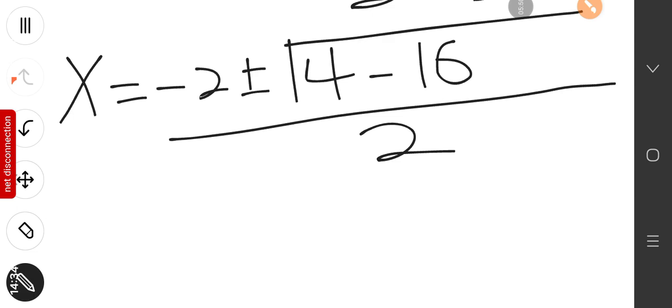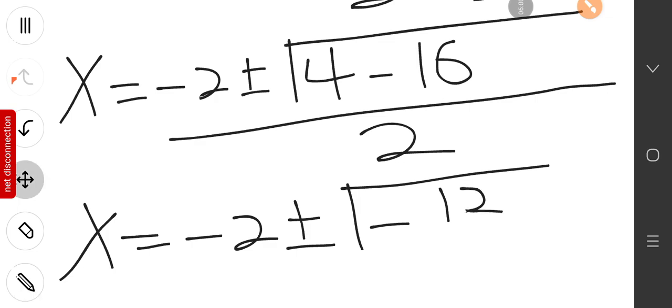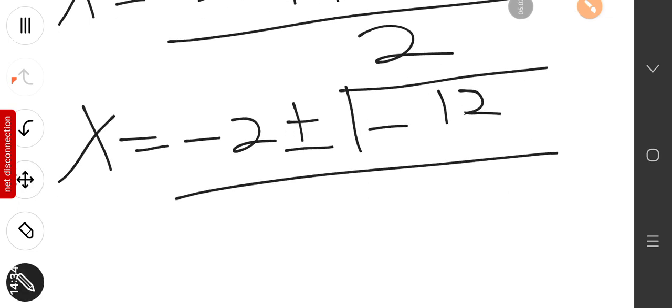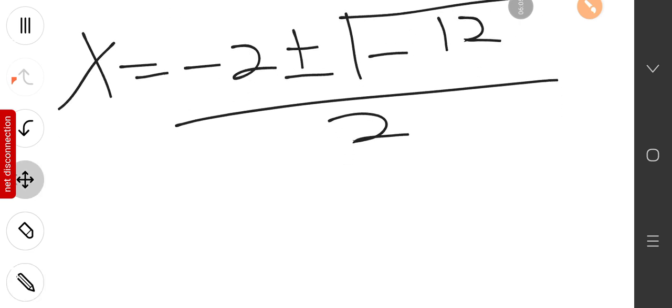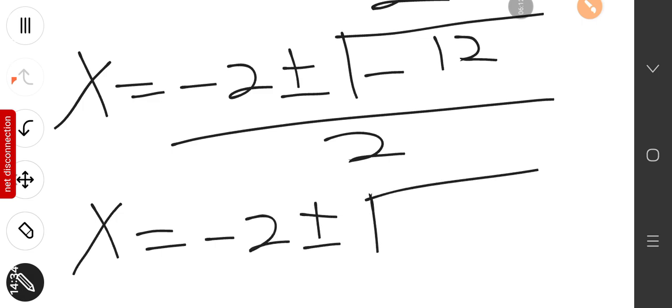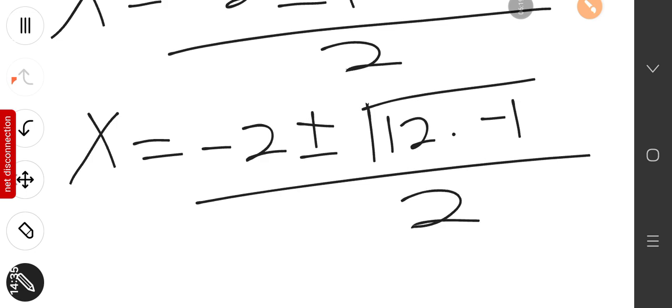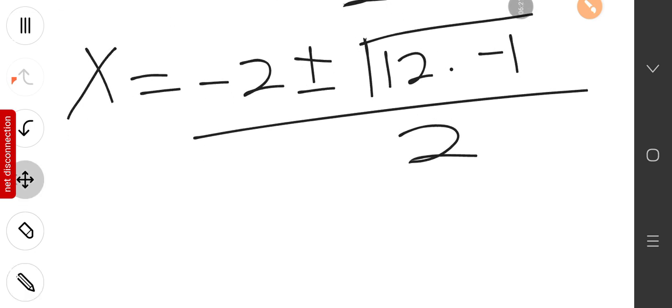Alright, so you're going to have x equals minus 2 plus or minus the square root of 4 minus 16, which is minus 12, all over 2. So x equals minus 2 plus or minus the square root of, now minus 12 is the same as 12 times minus 1, all this over 2.